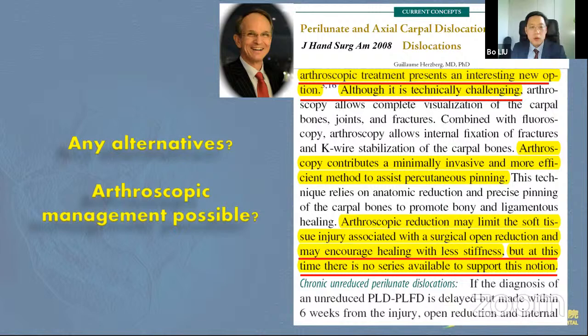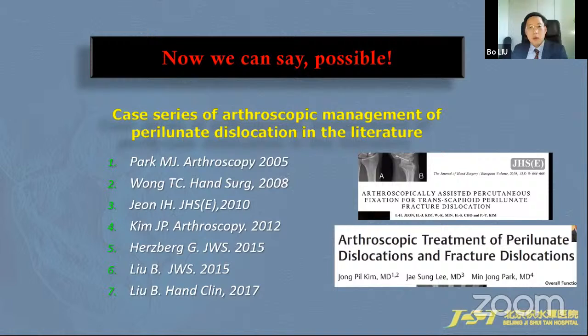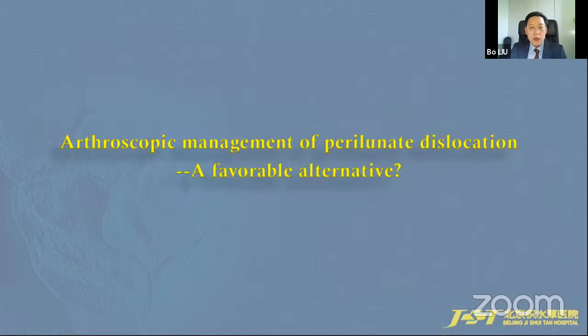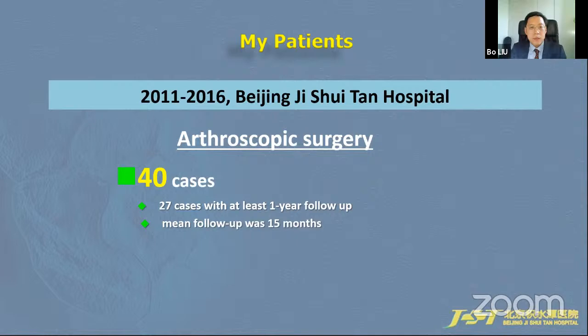So now we can say it's possible, because cases of arthroscopic management of perilunate injury in the literature are coming more and more. You can see I have put some of them here. Some of our Korean friends have also done a lot of pioneering work on this difficult condition. So it is possible, however, is it also a favorable alternative? This is my series. I have 40 cases in a 5-year interval, and most of them have more than 1 year follow-up.